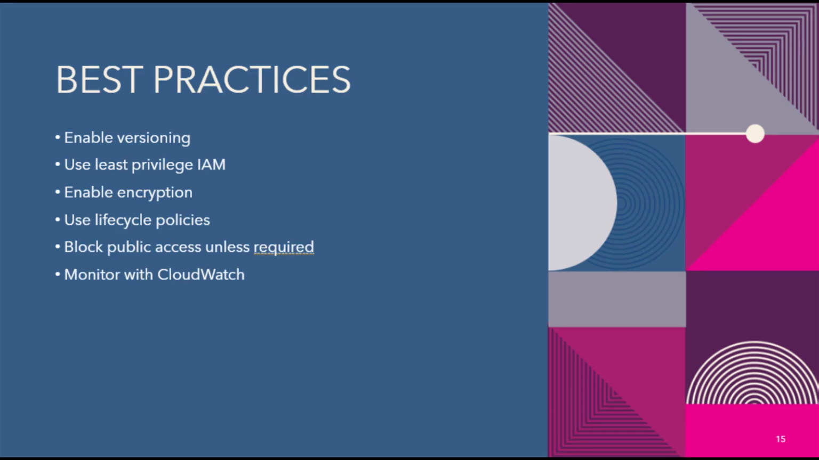Best practices. To use S3 effectively, follow best practices. Always enable versioning, use least privilege access, enable encryption, and apply lifecycle policies. Also, block public access unless necessary and monitor activity using AWS CloudWatch.